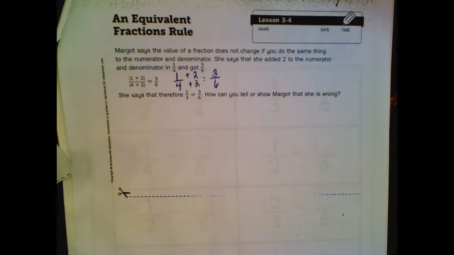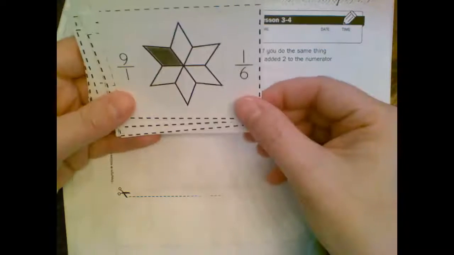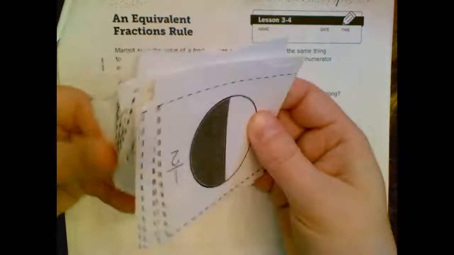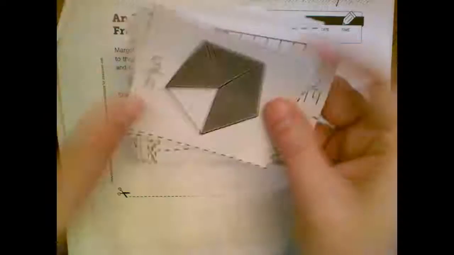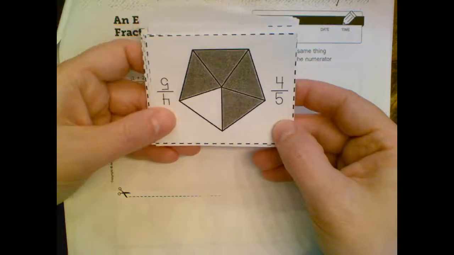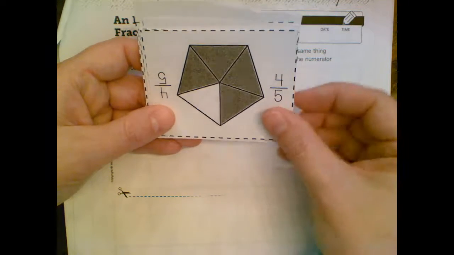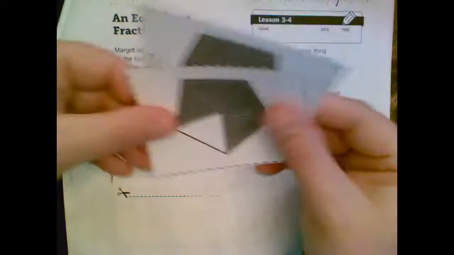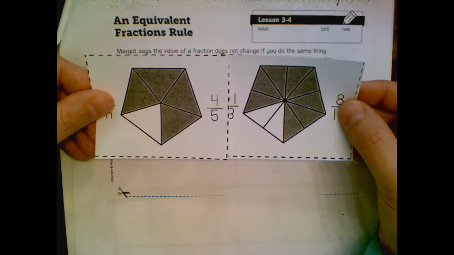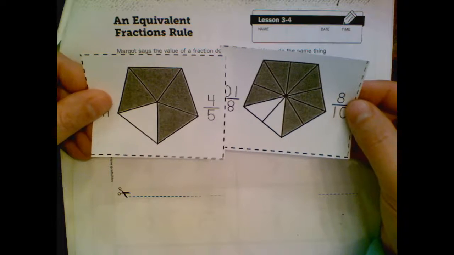Okay? Your next activity, it's the 3 pieces of paper. You're going to cut out all of these fractions and you're going to shuffle them. There'll be 36 of them in total, okay? And what you'll need to do is make 18 pairs. You're going to be finding equivalent fractions. Now, I don't want you focusing on what's shaded because that's not really that reliable sometimes.